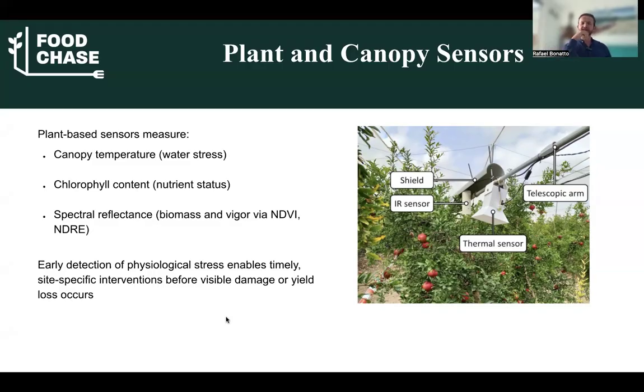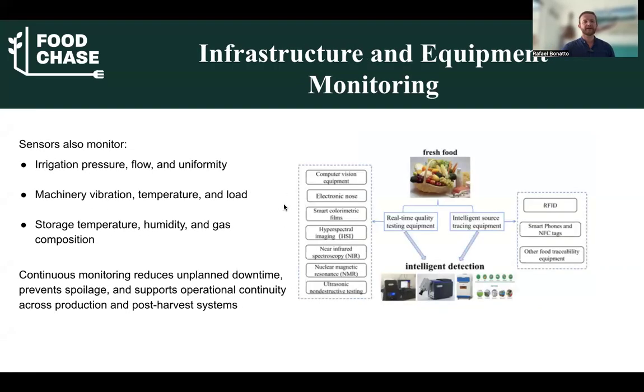And this paragraph here summarizes that early detection of physiological stress enables timely, site-specific interventions before visible damage or yield loss occurs. We haven't mentioned this in the previous presentation, pardon, and it's very important to emphasize here how important it is to understand it before your eyes notice. Notice on the system before the eyes. Because if you wait to interpret by visual, maybe the crop is lost already, okay?